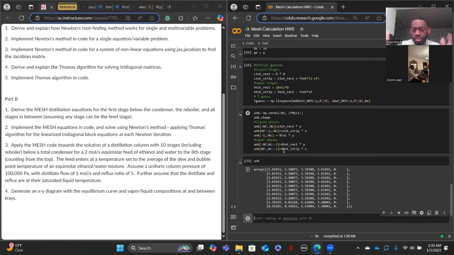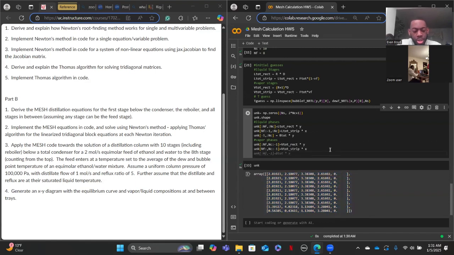So shift enter, perfect. We got it. Okay, now we have our captured phases for liquid and vapor for all the stages that we have. So now the last thing we need to fill out is our last column, which is our temperatures at each stage. So we need to do our T gas, temperature gas.